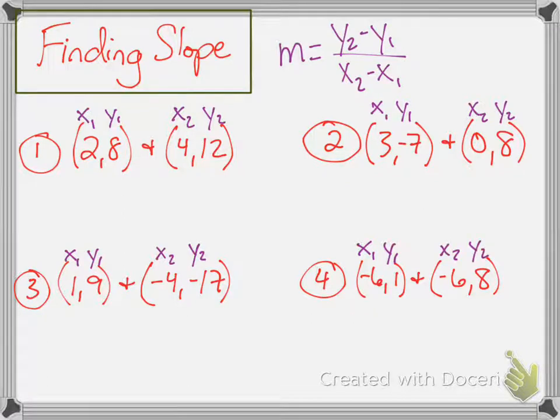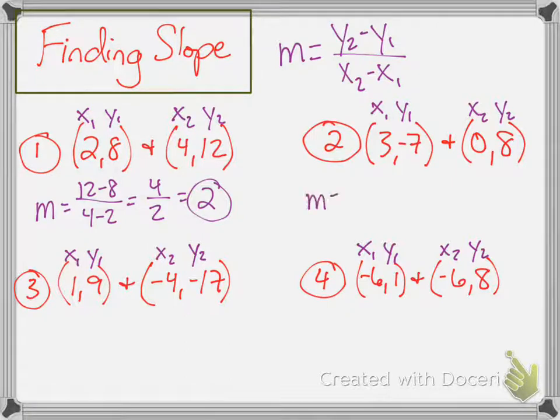Now, let's go ahead and plug these into the formula. So, with my first set of ordered pairs, I have 2, 8 and 4, 12. So, y2 minus y1, 12 minus 8, x2 minus x1, 4 minus 2. Take care of the numerator, that becomes 4. Take care of the denominator, that becomes 2. If it can simplify, you always want to simplify your answers. 4 over 2 just becomes a slope of 2.